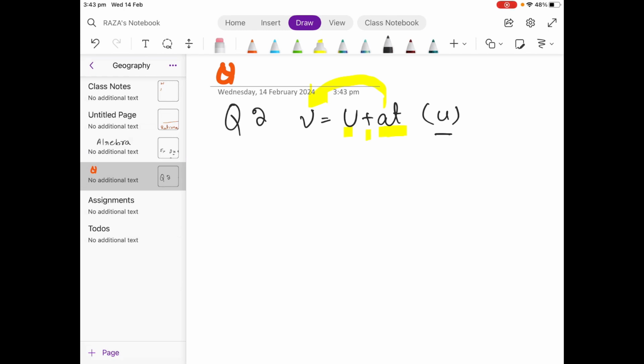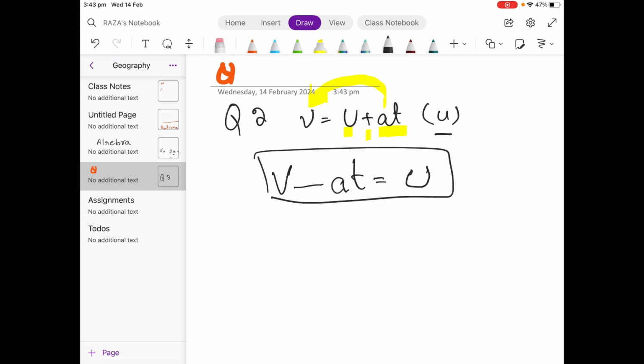But one thing you remember, v is already there. First write v, and then write the one term which you have moved. So that's v minus at is equal to u. Now this is u separate. You can write u on the right side, or you can write it on the left side, and the other things on the right side, at. So both of them are correct.